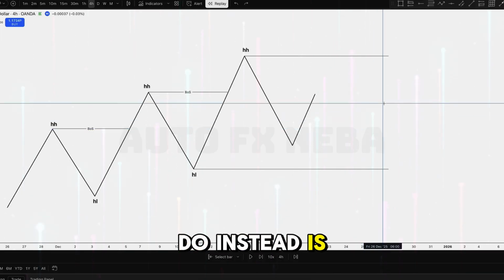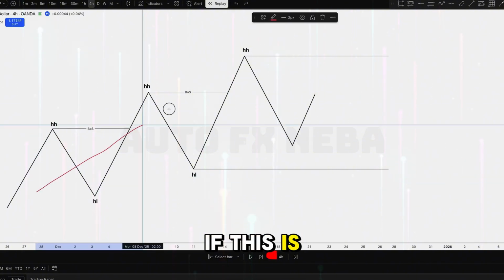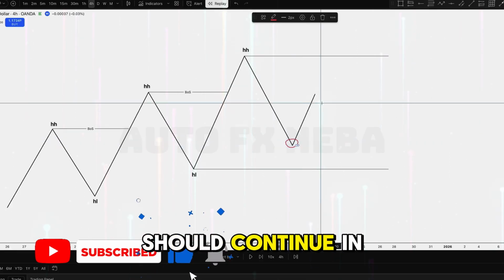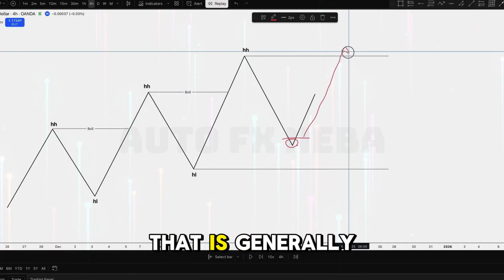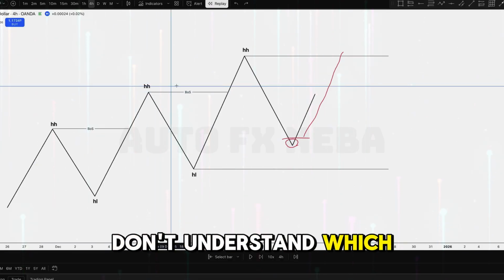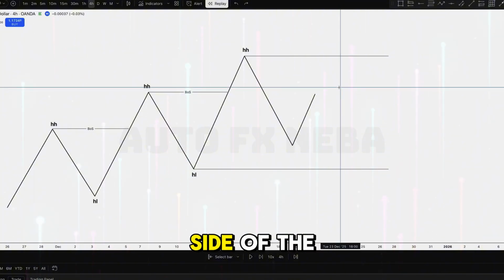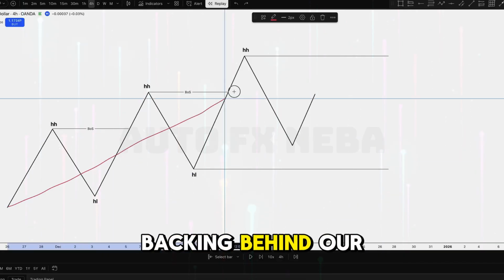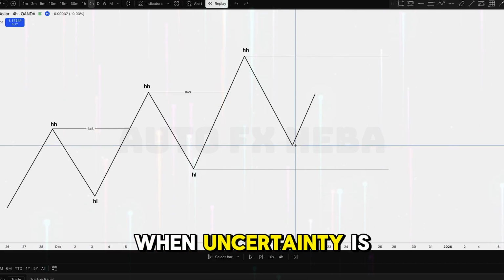So what we do instead is we basically use the previous trend direction as confirmation. Okay. If this is impulsing to the upside, creating these breaks of structure, we just trust that the market should continue in that fashion. We buy in as close as possible to the low, profiting from that large move up. That is generally how we're going to trade it. And that is why we need clear trend direction. Because if we don't understand which way the market is trending, whether a downtrend or an uptrend, then we're not going to understand which side of the market we should be buying or selling into. This essentially gives us the confirmation and the backing behind our trades, so we can make those somewhat difficult decisions in real time when uncertainty is high.